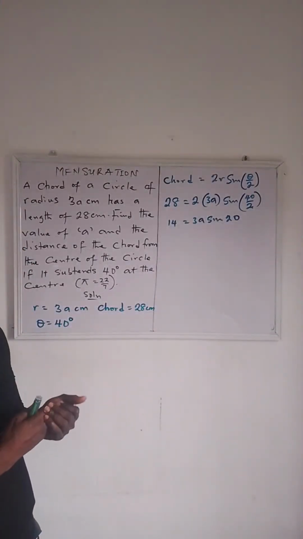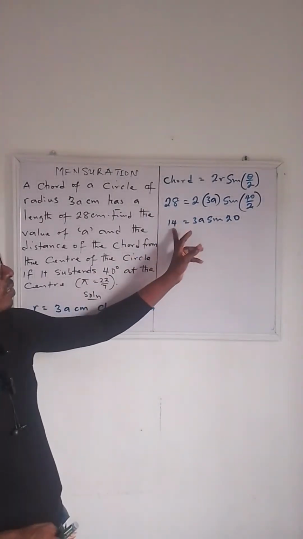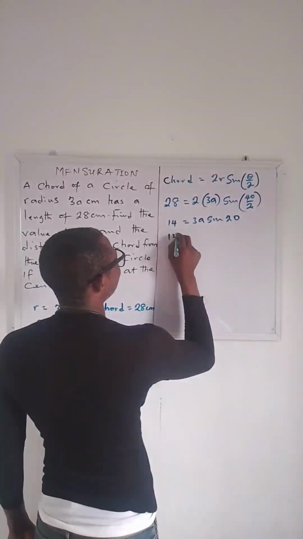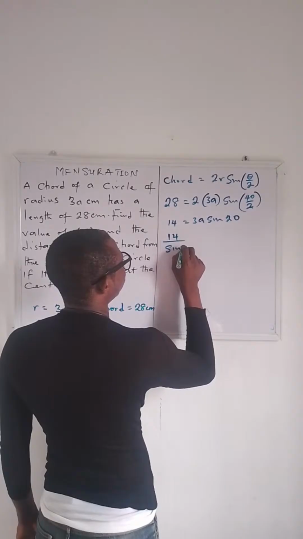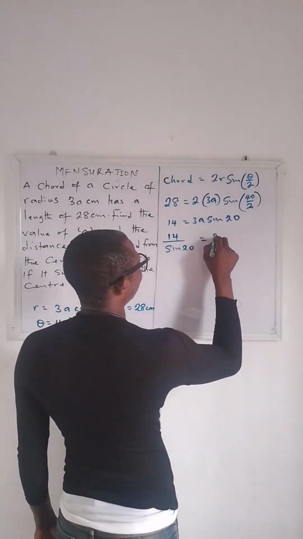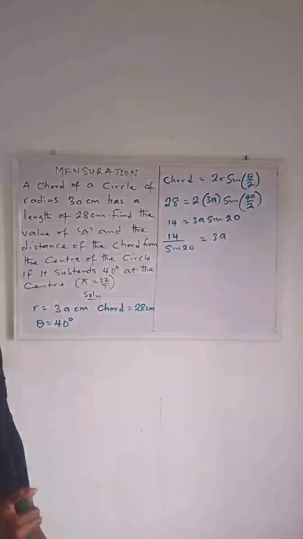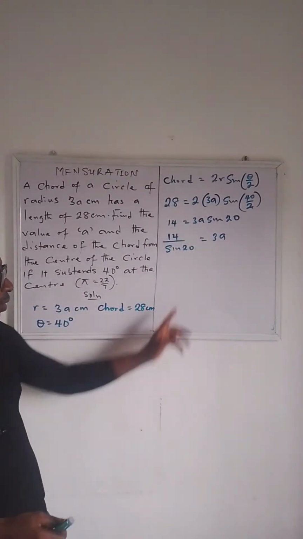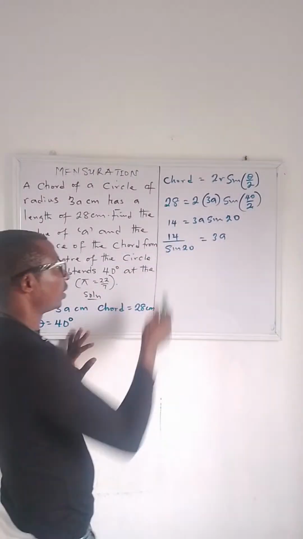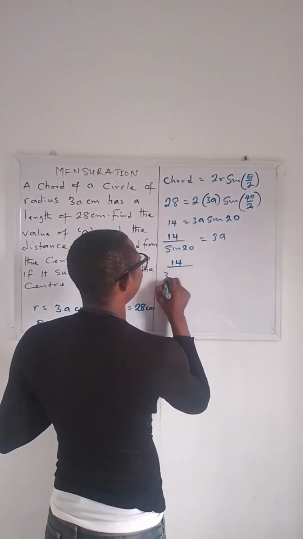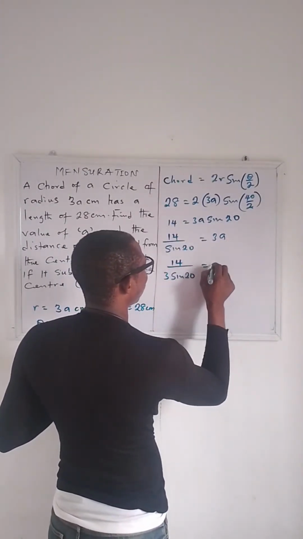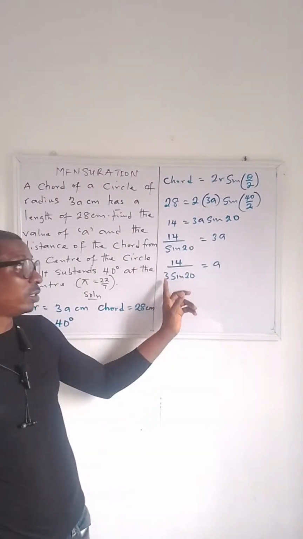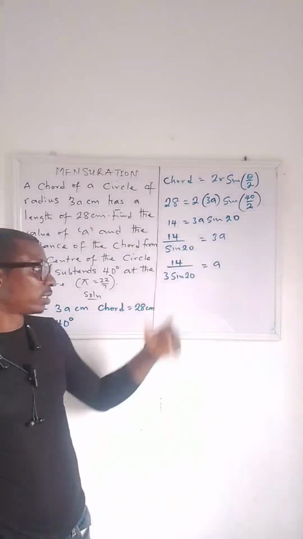The next thing is to divide both sides by sine 20. So we have 14 divided by sine 20 equals 3a. Don't forget, we want to get the value of a. So the next thing is to divide both sides by 3 because you are looking for a. So now we have 14 over 3 sine 20 equals a. Once you are dividing both sides by a number, that number goes to the denominator. Hope you know that. So this is the value of a.